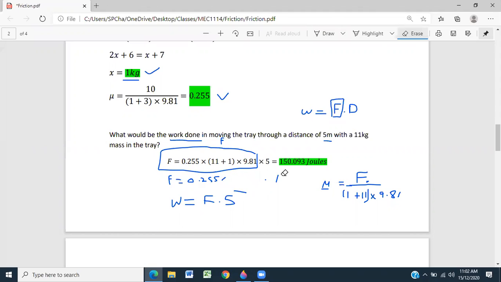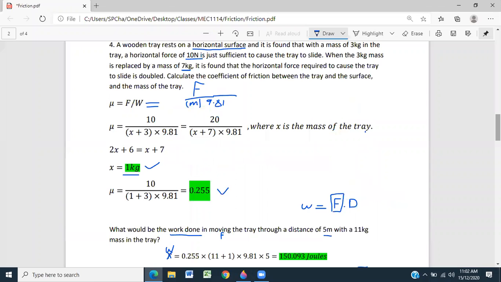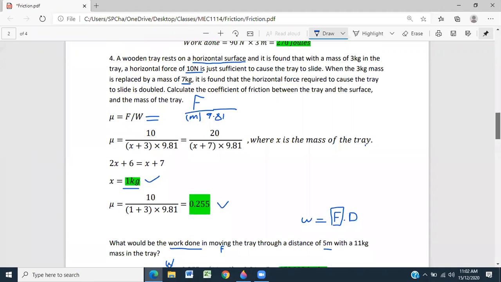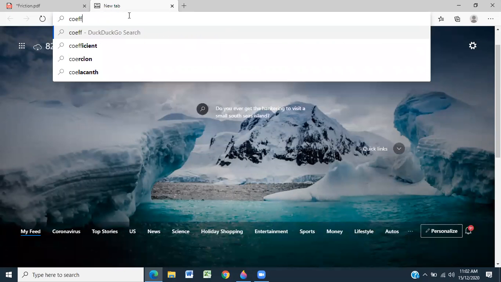Sure. So mu for the 4 kilogram mass would be the same as mu for the 12 kilogram mass. Because mu is based on the materials, not based on the mass. The force is based on the mass. Oh, okay.